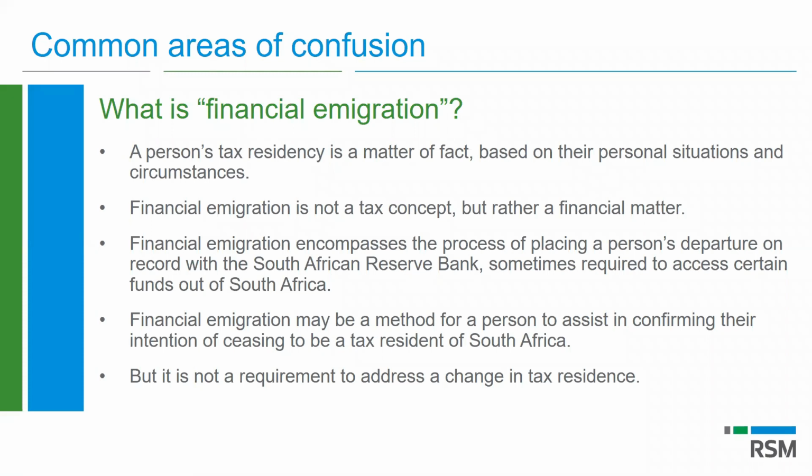Financial immigration is perhaps a methodology that a person could look to use as a means of support to the fact that they have ceased to be a resident for tax purposes. The reason why this could help to confirm that a person has left the country from a tax perspective is because in the MP336B form that is submitted to the Reserve Bank, details such as your date of departure and the counter jurisdiction where you have now taken up residency will be declared in that form.